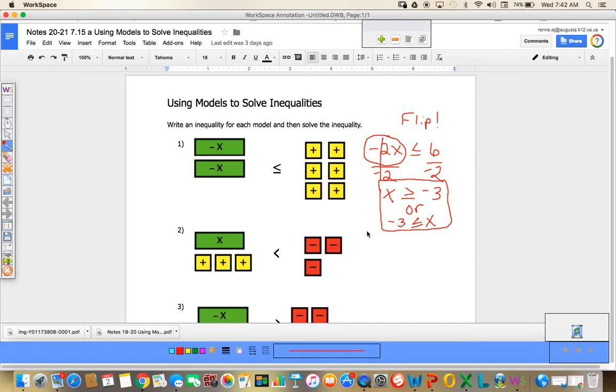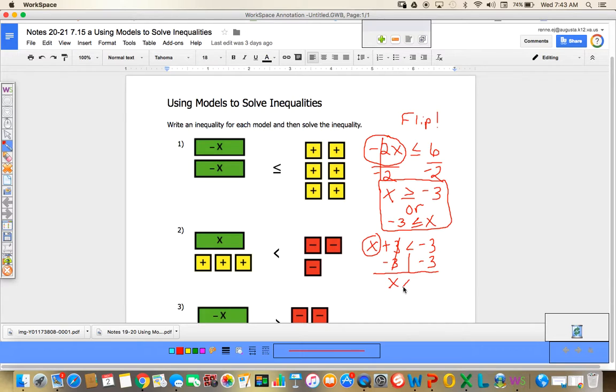Okay, let's look at number 2, and this is the last one that I will review the check. Okay, so we have an x, and we have 3 positives. So I'm going to say x plus 3 is less than negative 3. Since this is an addition problem, I'm going to set up my t, and I'm going to remember to circle my variable. Okay, what's the opposite of adding 3? Subtracting 3.